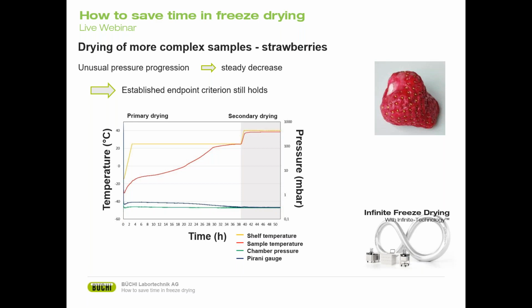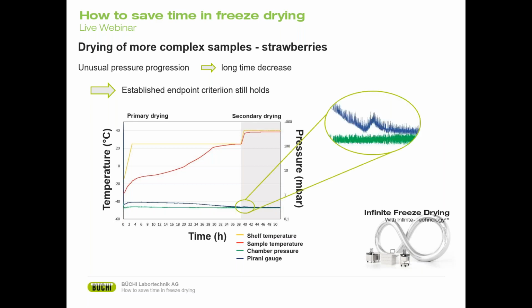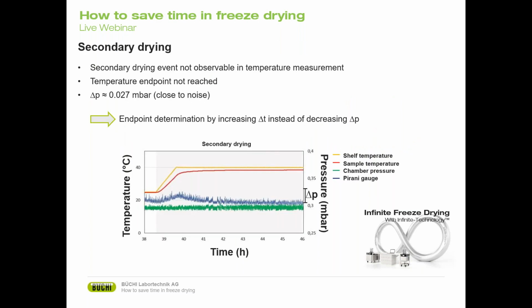Okay, so now let's switch to secondary drying, because when we have a closer look at the Pirani gauge progression during secondary drying, we see there's a small peak, and this actually shows us that there's a secondary drying event happening. And what's interesting is this was not visible in the temperature measurement, which you can see here. In fact, the temperature endpoint was never reached because for some reason the temperature of the sample didn't rise.